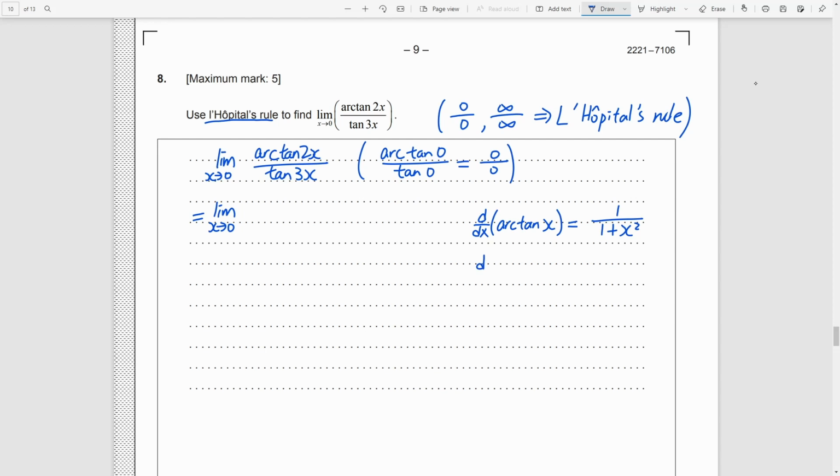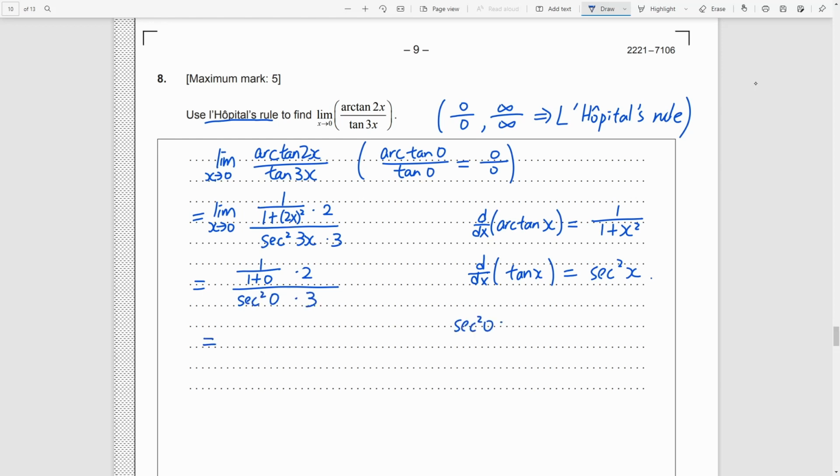Also, we need to remember the derivatives of arctan x and tan x. After substitution of 2x and 3x, we need to use chain rule as well. So, we get this expression. Now, we can try to substitute 0 for x again. Secant square 0 is just 1 over cosine square 0, which is 1. Finally, we get 2 over 3.